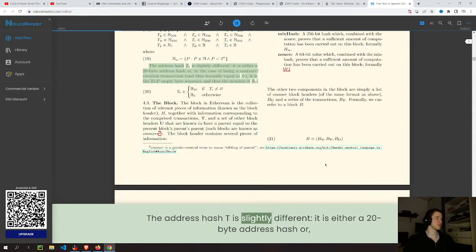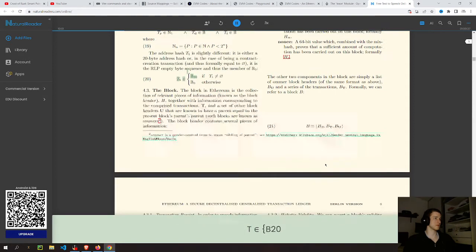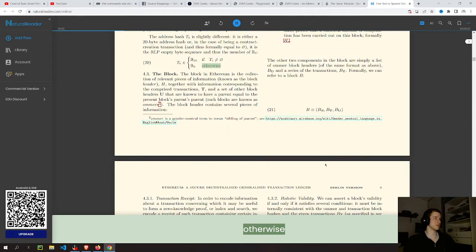The address hash T_t is slightly different. It is either a 20-byte address hash or, in the case of being a contract creation transaction, it is the RLP empty byte sequence and thus the member of B_0. T_t ∈ B_20 if T_t ≠ ∅, B_0 otherwise.